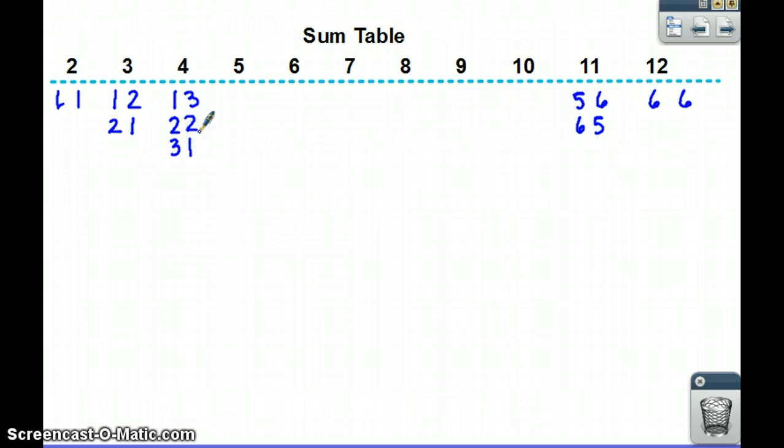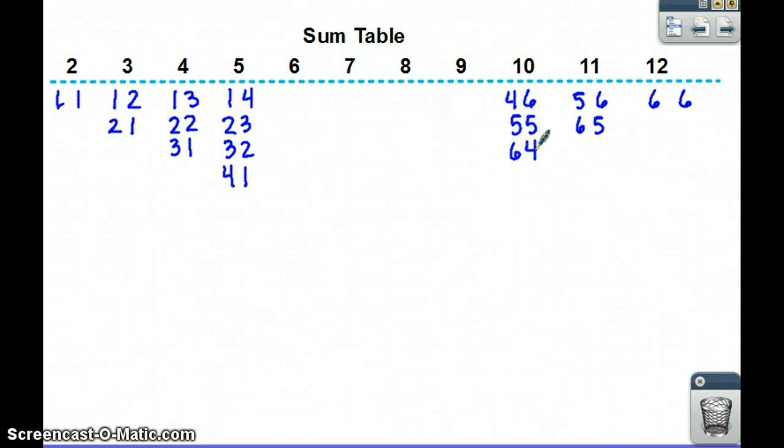I'm just going to go and continue my chart. 5, do you notice a pattern here? I have one way to roll a 2, 2 ways to roll a 3, 3 ways to roll a 4. So how many ways to roll a 5? Well, probably 4 ways. A 1 and a 4, and a 4 and a 1. A 2 and a 3, and a 3 and a 2. Let's go back to the other side of the chart. 10, it looks like there should be 3 ways if we're going to keep up with the symmetry of this chart. I could roll a 4 and then a 6, and a 6 and then a 4, or I could roll both 5s.